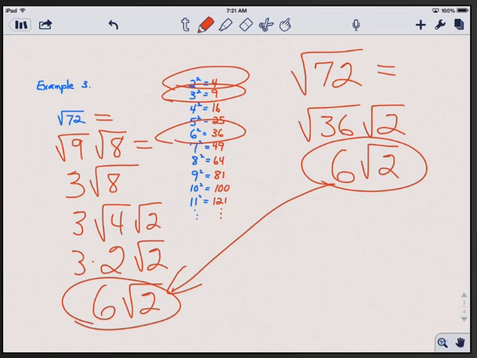Hope this helps get you started on simplifying square roots. Good luck.